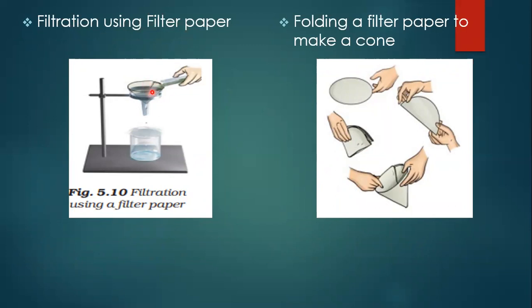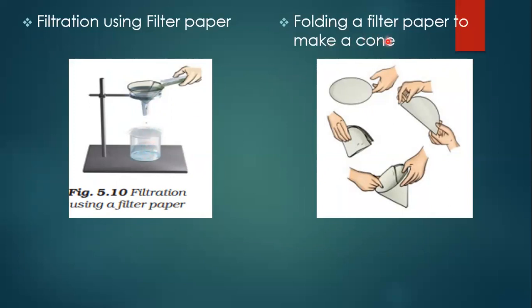mixture will be allowed to pass through this filter paper, and the solid particles will remain on the filter paper, and only the liquid will be collected in the beaker kept down. All the solid impurities or solid particles which we have to separate will be remaining on the filter paper here, and the liquid only will be collected in the beaker or any vessel that is kept down.